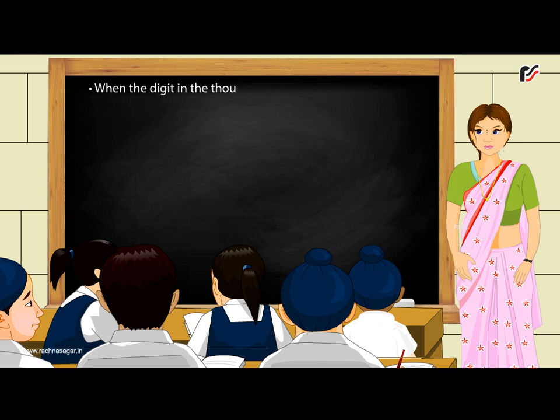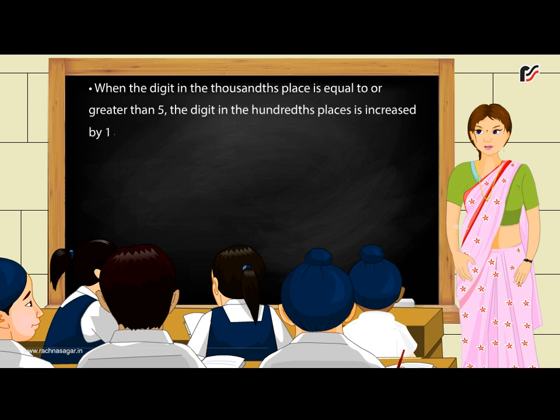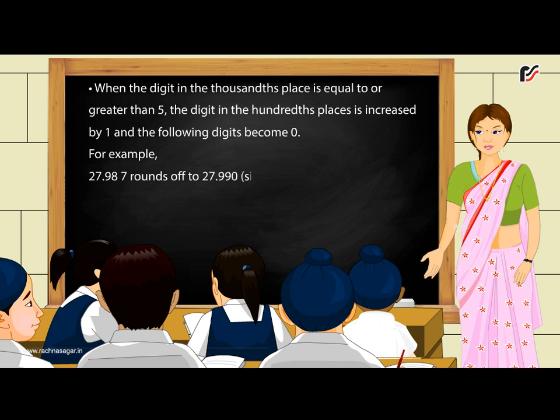When the digit in the thousandths place is equal to or greater than 5, the digit in the hundredths place is increased by 1 and the following digits become 0. For example, 27.987 rounds off to 27.990 since 7 is greater than 5.